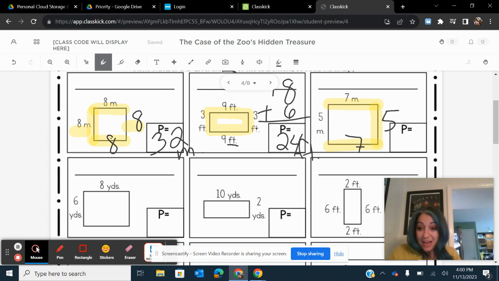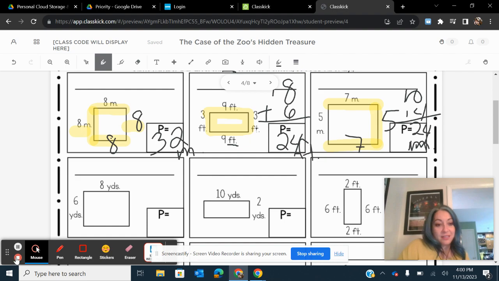Now all I have to do is add them up. I could take 7 plus 5 plus 7 plus 5, or I know that 5 plus 5 is 10 and 7 plus 7 is 14. And 10 plus 14 is 24. The perimeter is 24 meters. And that is how you find perimeter.